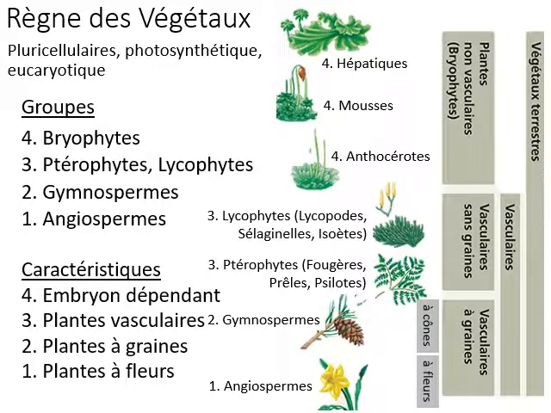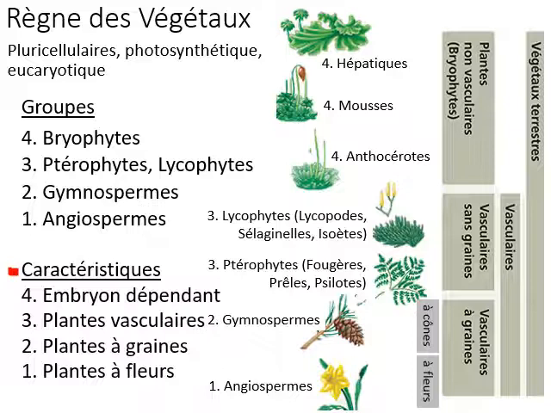Let's start with the kingdom of plants, which are multicellular, photosynthetic, and eukaryotic. There are 4 taxonomic groups: the bryophytes, pterophytes and lycophytes, gymnosperms and angiosperms. We will learn more about these and how they exhibit these 4 categories of characteristics.